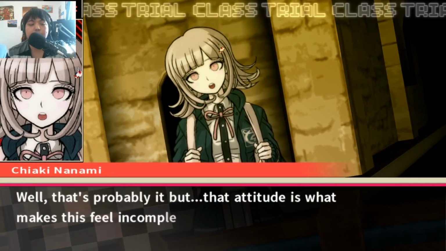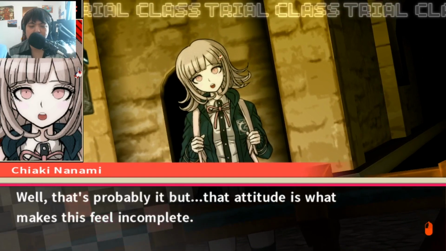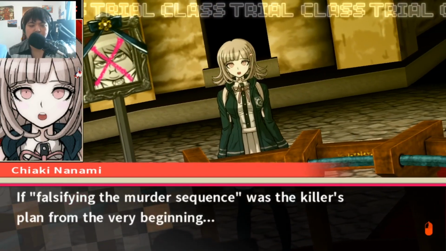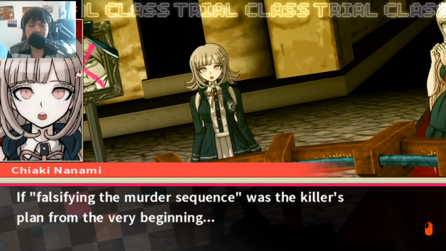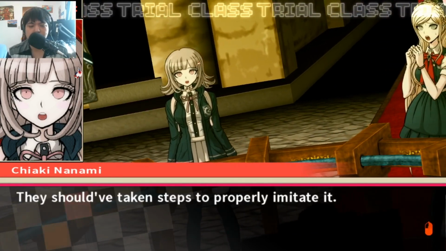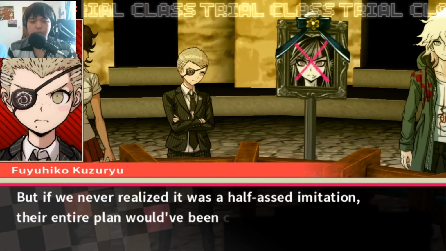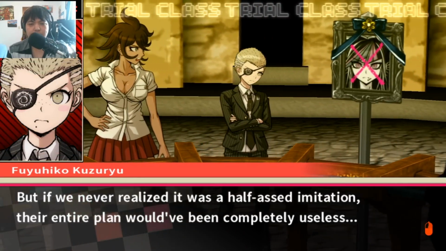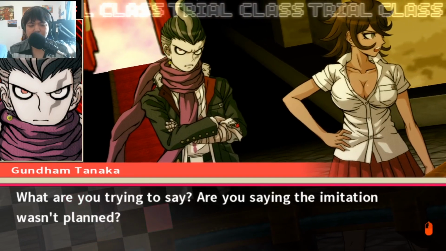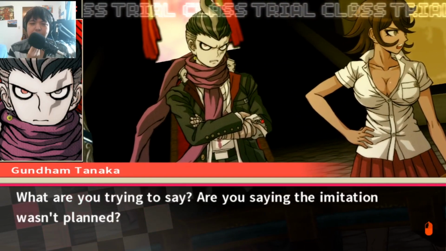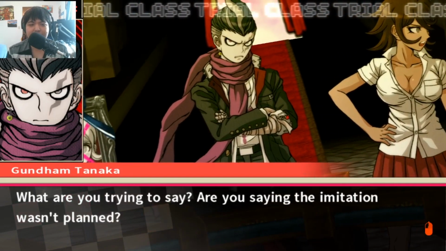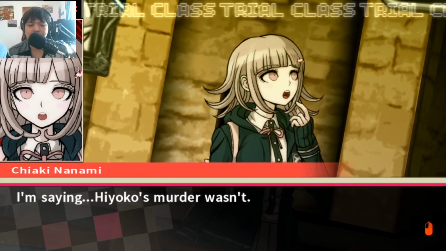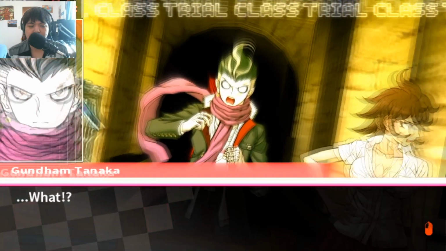Well, that's probably it, but that attitude is what makes this feel incomplete. If falsifying the murder sequence was the killer's plan from the very beginning, they should have taken steps to properly imitate it. But if we never realized it was a half-assed imitation, their entire plan would have been completely useless. What are you trying to say? Are you saying the imitation wasn't planned? I take that as a consideration, yes. I'm saying, Hyoko's murder wasn't.